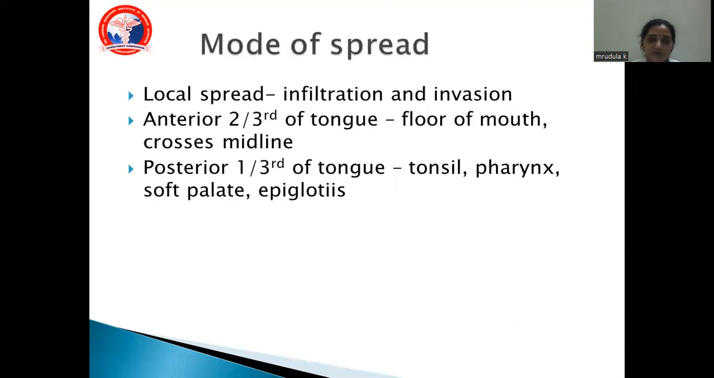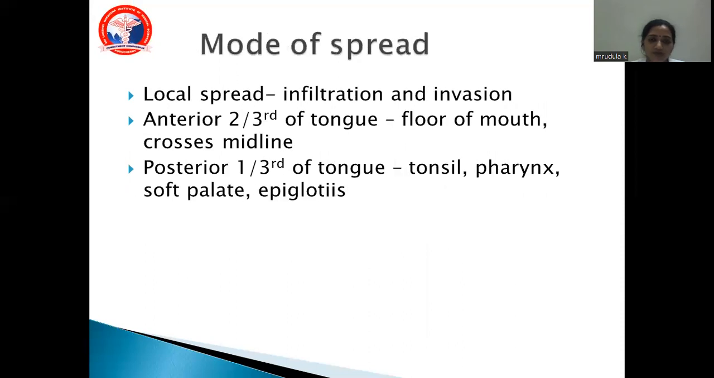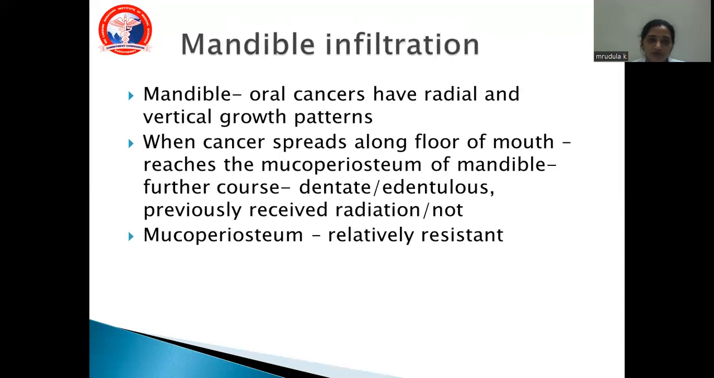Mode of spread: carcinoma of the tongue usually has a local spread, infiltration, and invasion. In the anterior 2/3 of the tongue, they spread to the floor of the mouth and cross the midline. In the posterior 1/3 of the tongue, they spread to the tonsil, pharynx, soft palate, and epiglottis. The mandible is in very close proximity to the tongue, so there is a high chance of mandible infiltration.